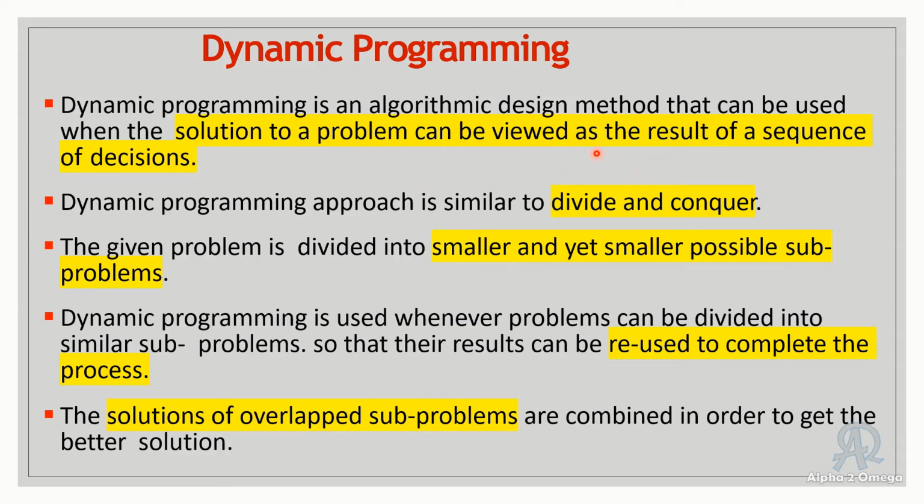So it will be the solution from the previous decision, or from the previous output. So this is quite similar to the divide and conquer method. You remember where we saw the divide and conquer method? It is coming under binary search, isn't it? So the same approach is used here. The given problem is divided into smaller and yet smaller possible subproblems. Okay, so it will be divided.